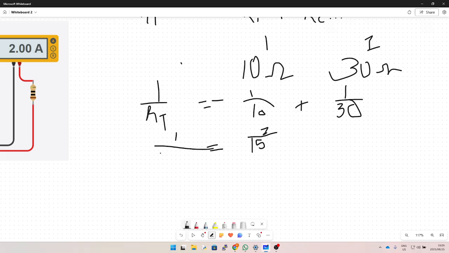Because if you look at this, the R total is inverted. It's 1 over the R total, which we don't like. We want a whole number.